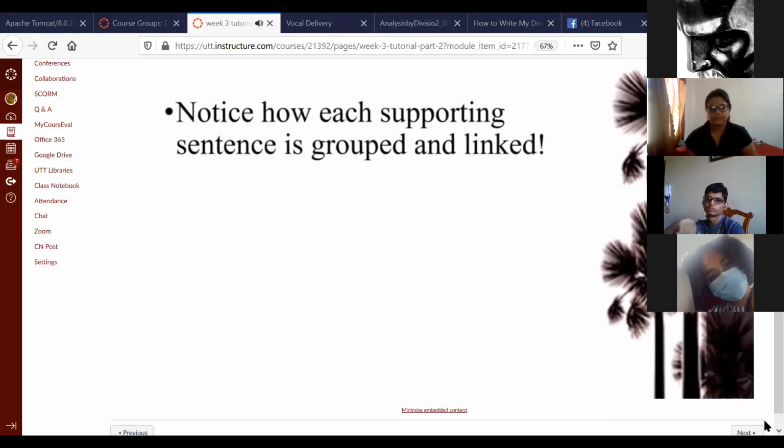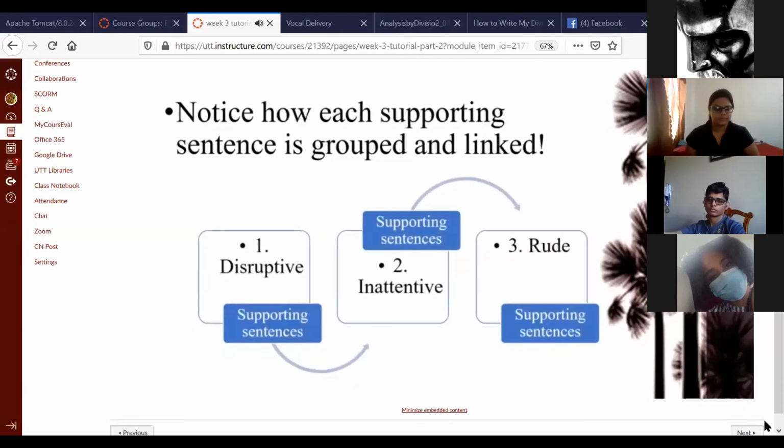Notice how each supporting sentence is grouped and linked. All the sentences that support Brian is disruptive are grouped together. All the sentences that support Brian is inattentive are grouped together. And all the sentences that support Brian is rude are grouped together.